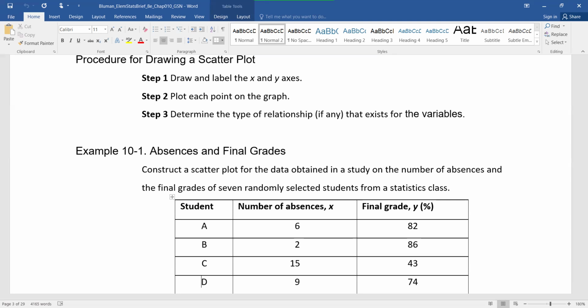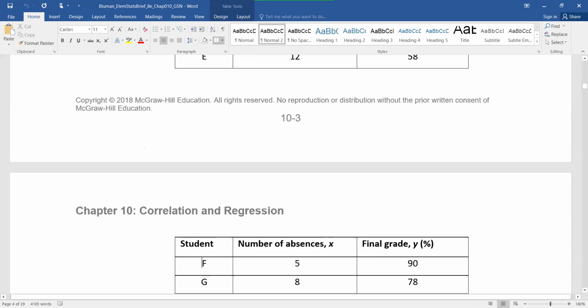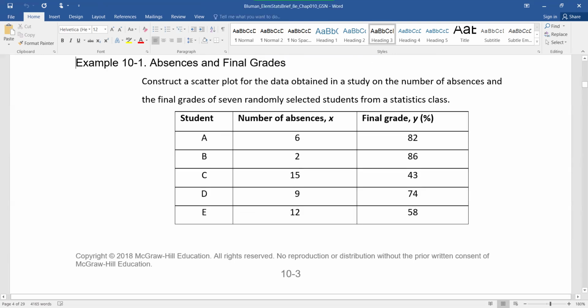All right, so in example one, which I'm pretty sure is done for you, but there will be some that we will have to do, but I'll show you how the calculator can get that answer for you pretty quickly. So it says to construct a scatter plot for the data attained in a study on the number of absences and the final grades of 7 randomly selected students from a statistics class.